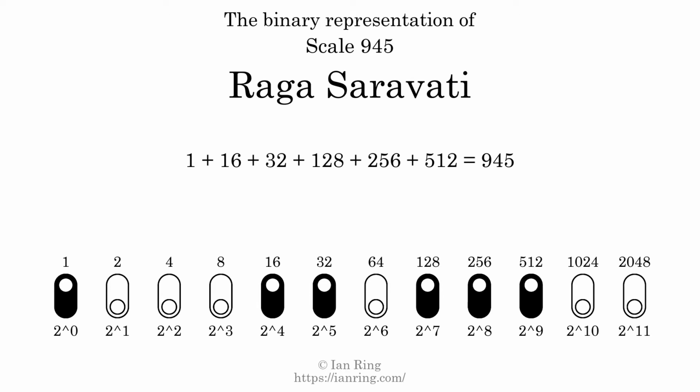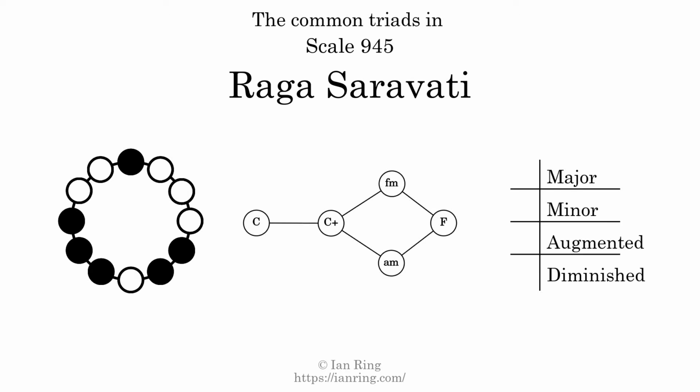The scale number not only enumerates the scale with a unique index, but it also literally describes the tonal content of the scale. Represented as a binary number in base 2, the scale number is 001110110001. Here are the common triads present in this scale.